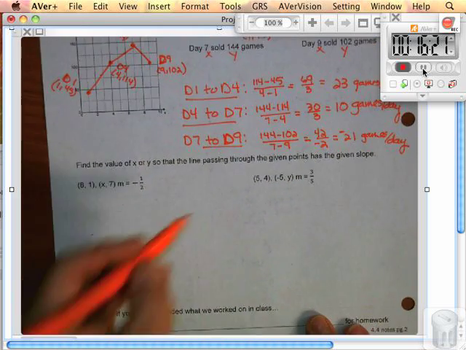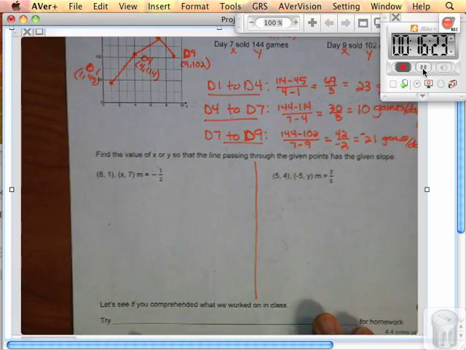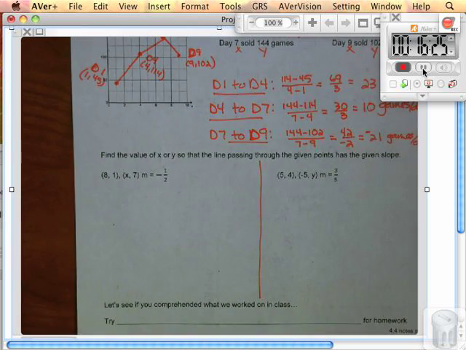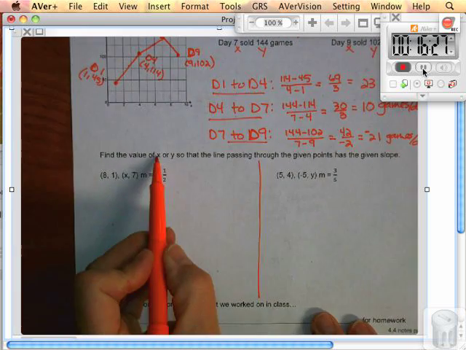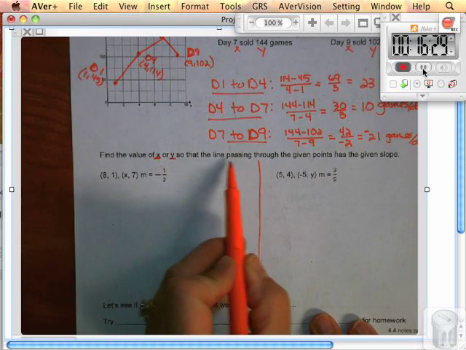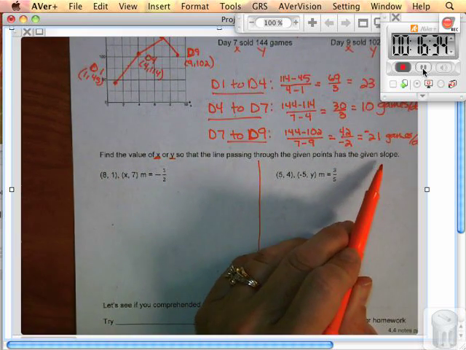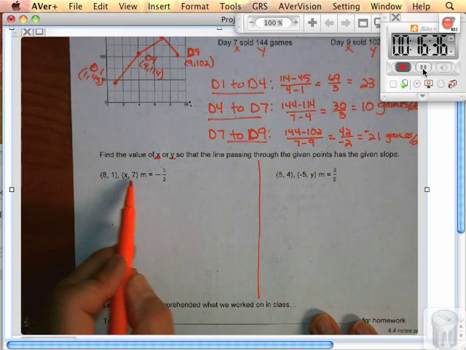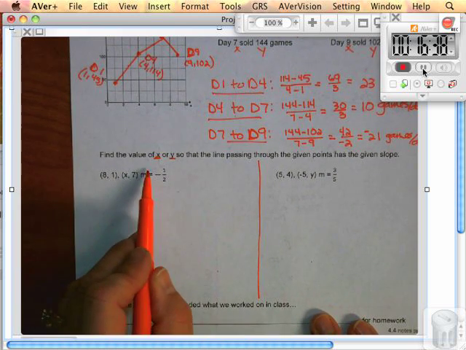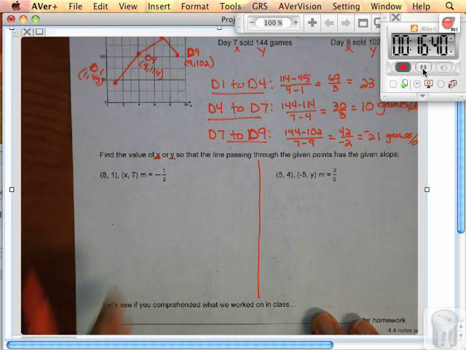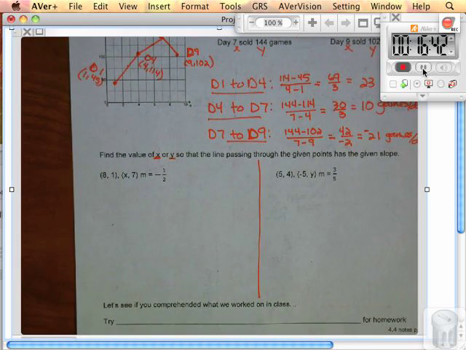I'm only going to do one of these problems for the sake of time. They're exactly the same. Okay? So it says find the value of x or y so that the line passing through the given points has the given slope. So there's a line that goes between these 2 points, and it has this slope. Does that line go down or up? Down.